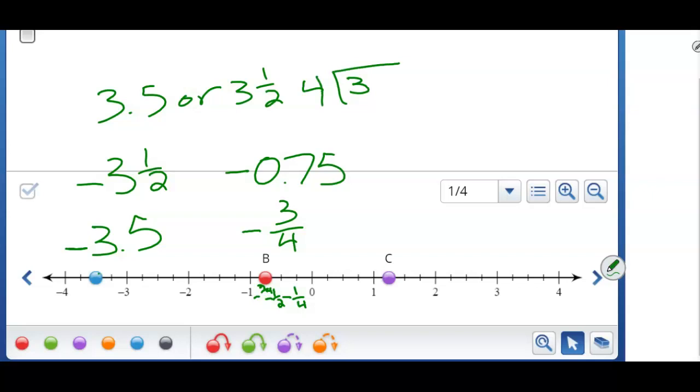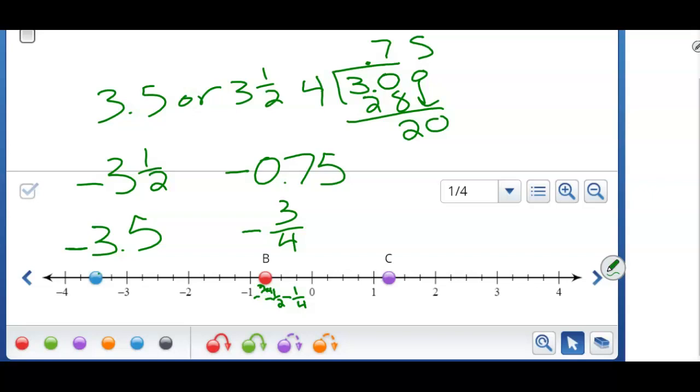Does 4 go into 3? No, so what do we do? Add a decimal point and a 0. 4 goes into 30 how many times? 7 times. That's 28, leaving 2. Bring down another 0. 4 goes into 20? 5 times. Bring your decimal point straight up.